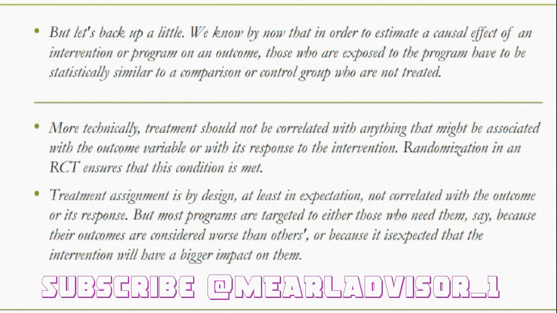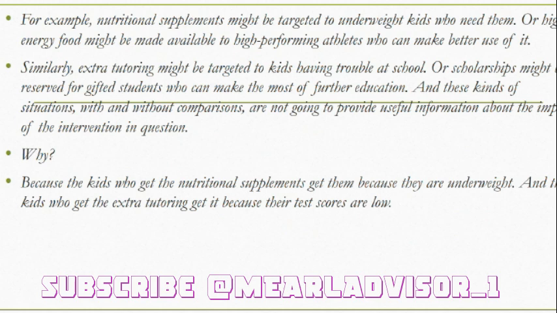But most programs are targeted to either those who need them, say, because their outcomes are considered worse than others, or because it is expected that the intervention will have a bigger impact on them. For example, nutritional supplements might be targeted at underweight kids who need them, or high-energy food might be made available to high-performing athletes who can make better use of it. Similarly, extra tutoring might be targeted at kids having trouble at school, or scholarships might be reserved for gifted students who can make the most of further education. And these kinds of situations, with and without comparisons, are not going to provide useful information about the impact of the intervention in question. Why?